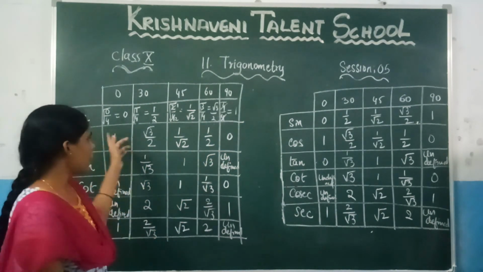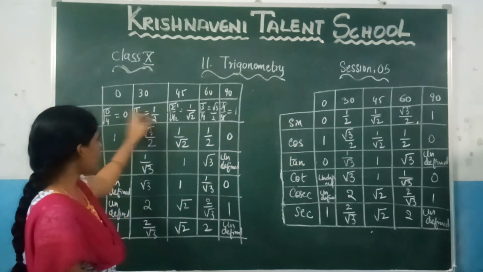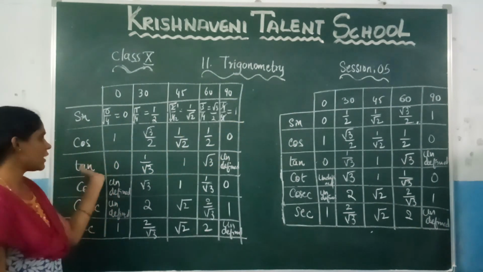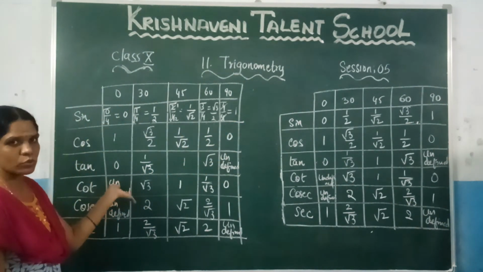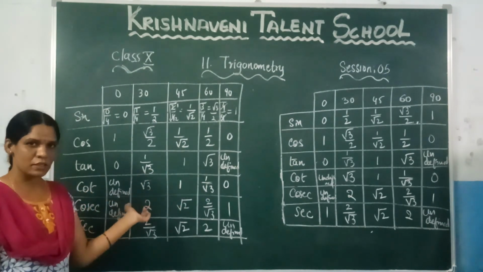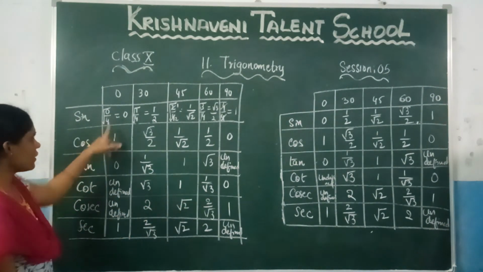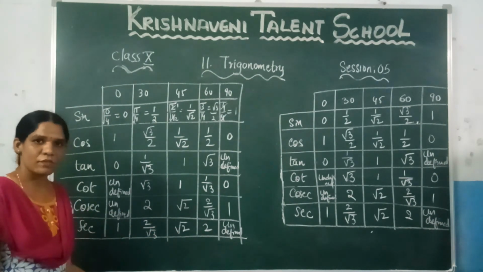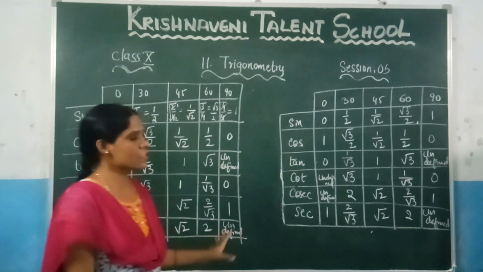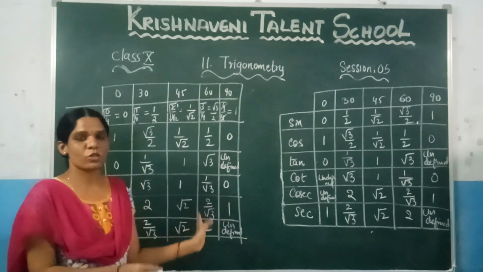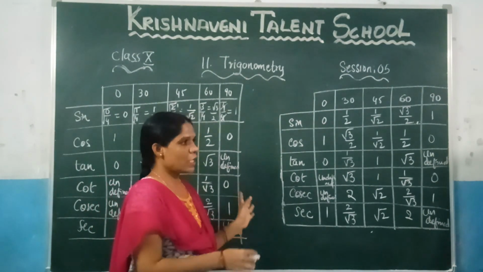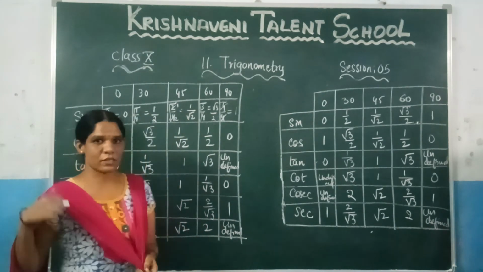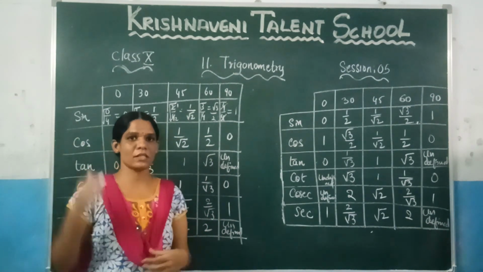Divide by 4 and take the root, and that just gives the value of sine. For the cos, write it in the reverse manner, and for the tan, divide these two, and for the cot, again write in the reverse, and for the cosecant, write the reciprocal of sine, and for the secant, again write in the reverse manner. So like this, you need to remember the values of these things. And based on these trigonometric ratios, we are going to solve the next exercise. This session is completed.